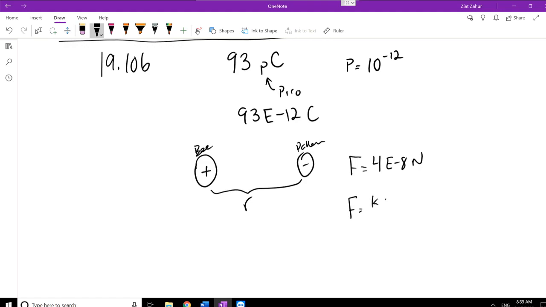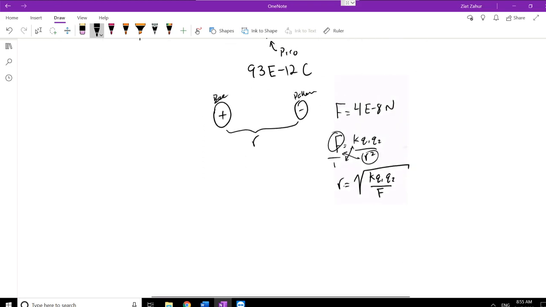Force is equal to K, Q1, Q2 over R squared, and we're solving for R, so isolate, eat your vegetables. R is equal to the square root of K times Q1 times Q2 divided by F. You can do the old swap-a-rooney, just swap whatever's here with whatever's on the left side. Okay, that's because we put a 1 here and cross-multiply. Okay, so now it's just plug and chug and then solve for R.